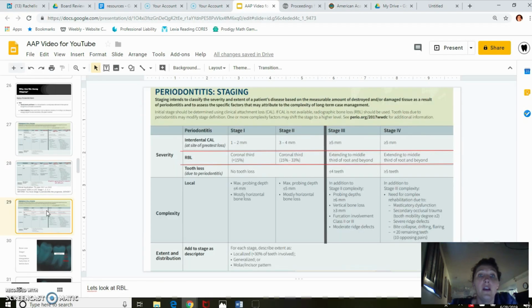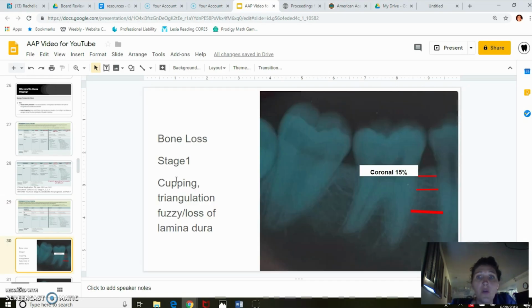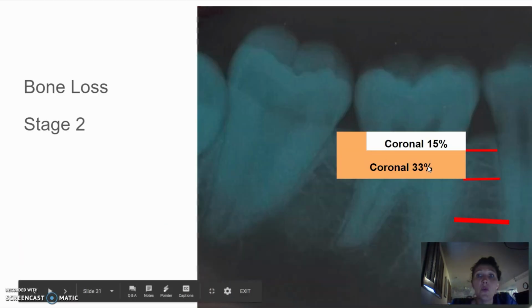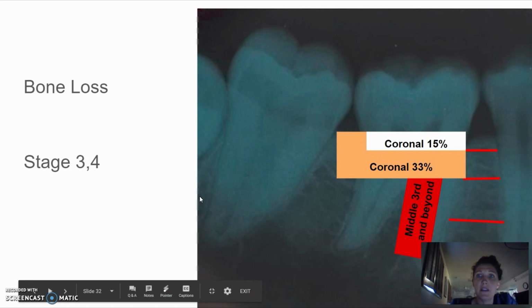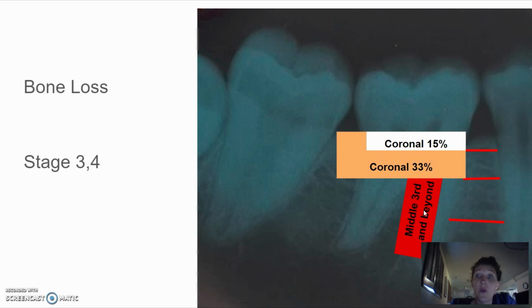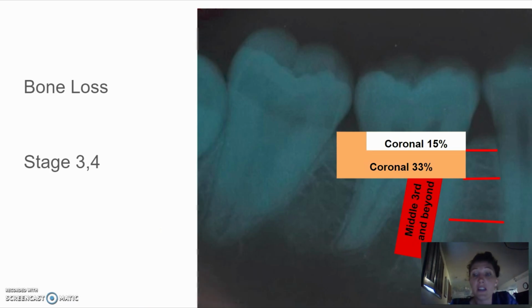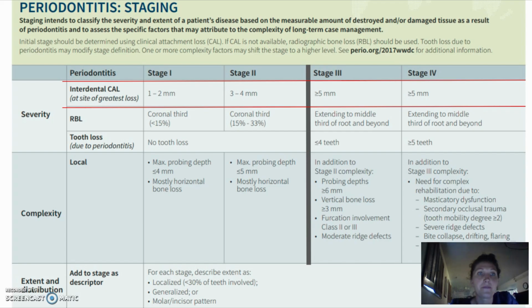Okay. Let's look at another section. Let's look at some of the details of the radiographic bone loss. So we're at stage 1 when you see cupping, triangulation, fuzziness, loss of the lamina in that coronal 15%. We're at stage 2 when we're within the coronal 33%. And then we're at stage 3 and 4 when we're at that middle third and beyond. When we have so much bone loss, we're at stage 3 and 4. So keep that in mind. That's what bone loss is looking like on your radiographs. And I know that there are limitations to these, but that's what we have at this point to work with.